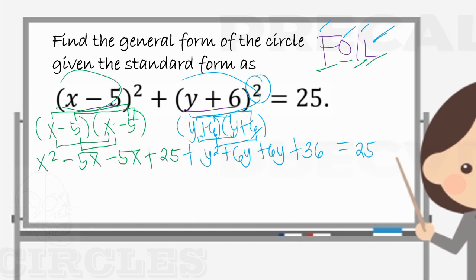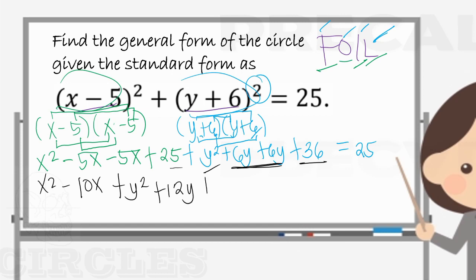So, combining like terms, so x squared, negative 5x minus 5x is equal to negative 10x. And then yung 25, i-add natin siya dito sa constant din. And then next is yung y squared. Combine natin itong terms na to. 6y plus 6y is equal to 12y. And then 25 plus 36 minus 25, dahil ilipat natin itong 25 sa kabilang side. So, magiging negative 25 is equal to 0.